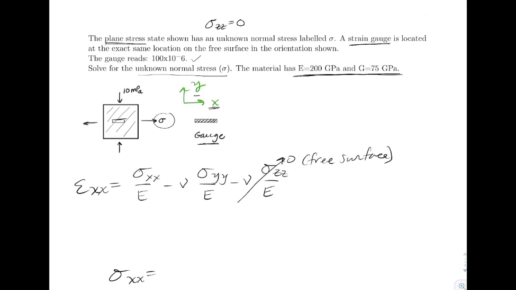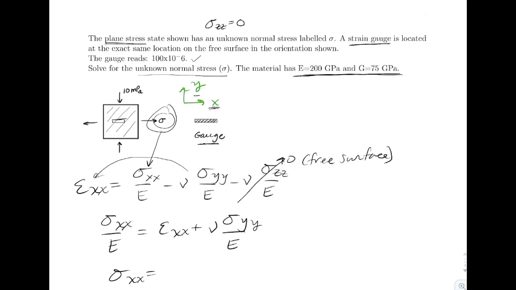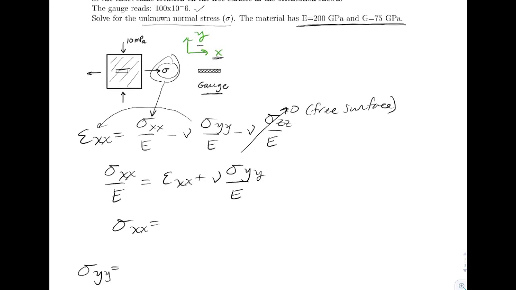So epsilon XX relates to the three normal stresses. Sigma ZZ is equal to 0. So we're going to manipulate this just a little bit. We want to solve for sigma, which that sigma would be that. So we're going to rearrange the equation. Let's go ahead and take this to the other side right there, flip it all around, multiply through by E, and we would end up with an expression for sigma XX, which is sigma in the picture.